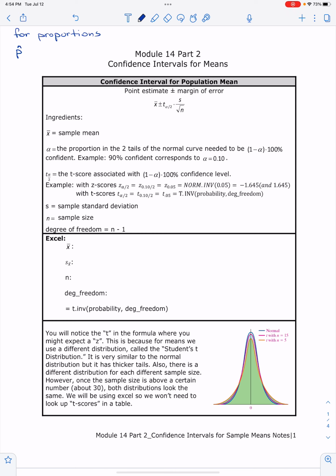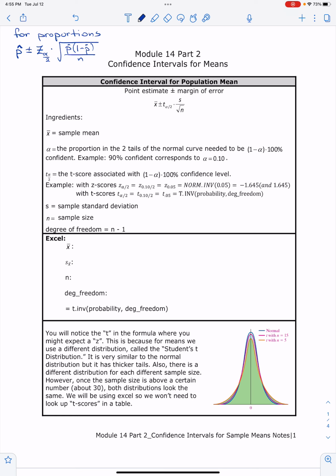we had a formula that looked like this. P hat was our point estimate, so that was our sample proportion. We had a z alpha over 2 score. That was the z score that cut off the bottom or the top little tail that we were working with. And then we had the square root of p hat times 1 minus p hat all over n, our standard deviation.